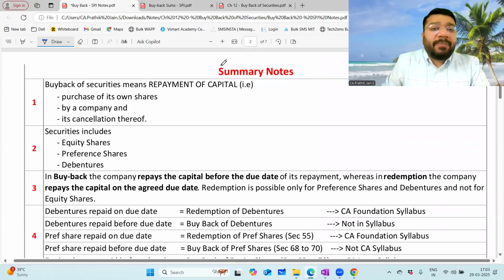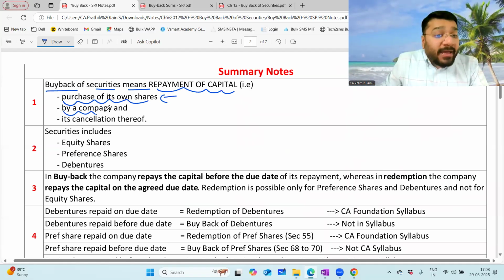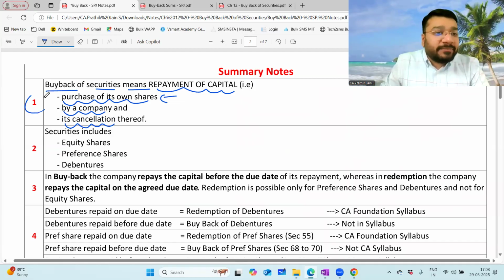First point. I've prepared the summary notes for all of you. Buyback of security means repayment of capital. That is, the company purchases its own share. Buyback of security means purchasing of its own share. By whom? By the company, and cancellation of the certificate thereof. This is buyback. Any problem in the first line? No problem. Okay.